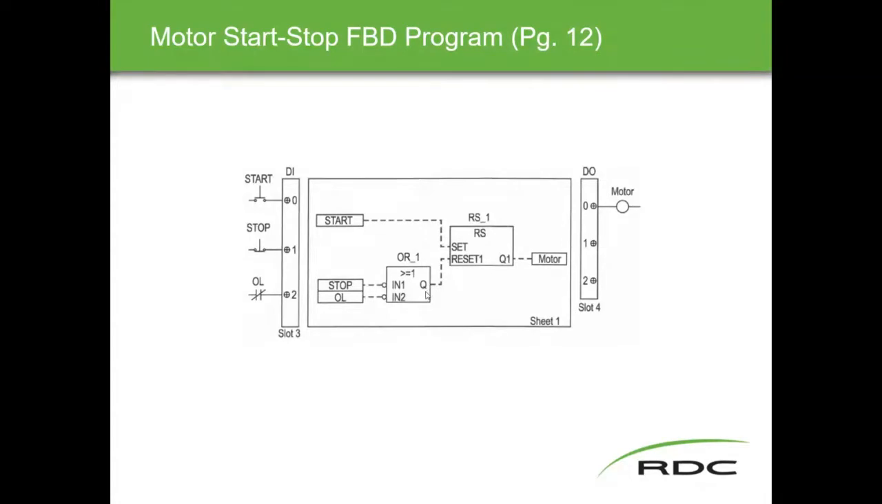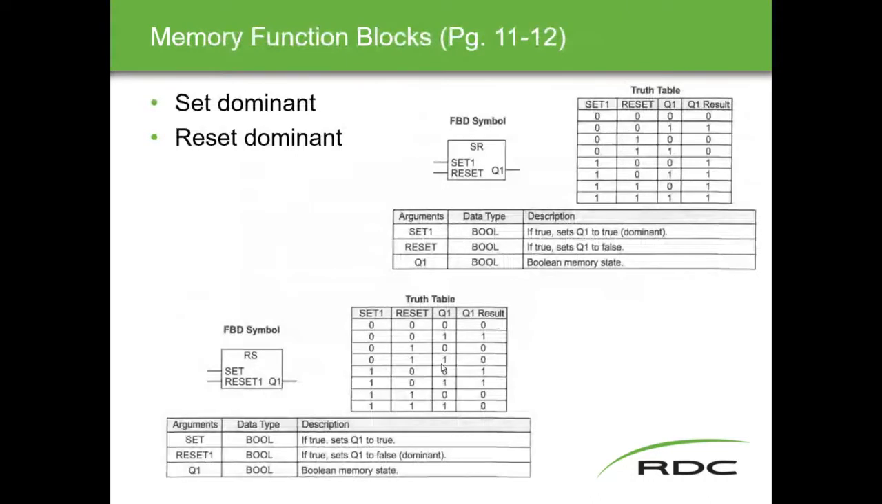It's not that complicated. Same idea, we press start. This turns into a one. Motor turns on, overload trips. We turn the one to a zero. This turns a zero back to a one. This fulfills the OR requirement. This turns the reset from a zero to a one. And if we go back to the truth table, you can see that it's dominant. So it's going to turn the motor off. Okay.